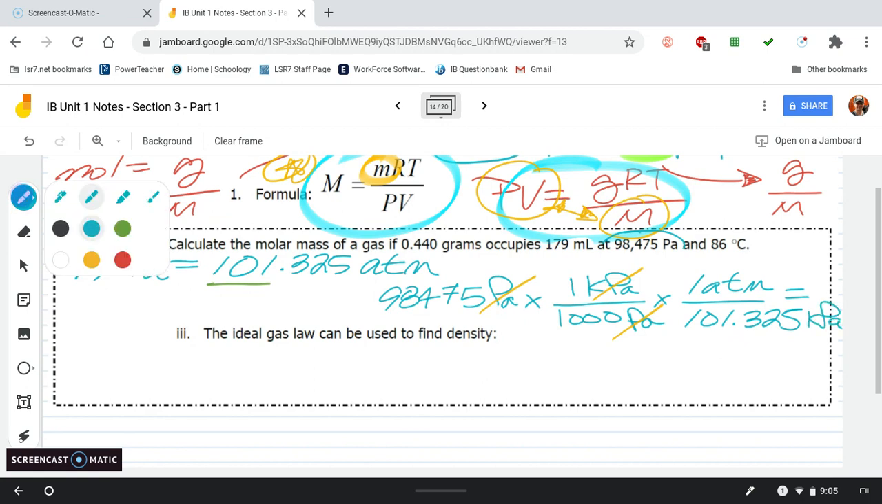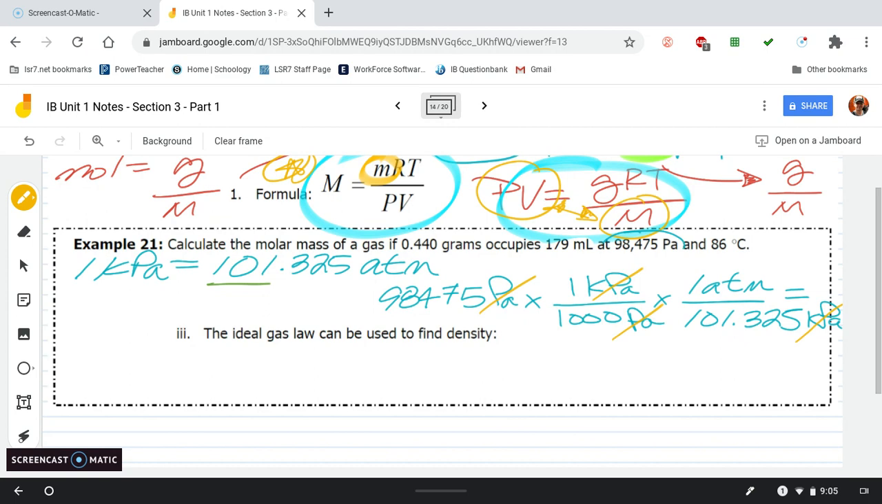I just like to remember my 1R value, but that's up to you. So if you want, you can go back and use the different R values. You can use the 8.31, but that's up to you. So anyway, I'm going to use this for my pressure.